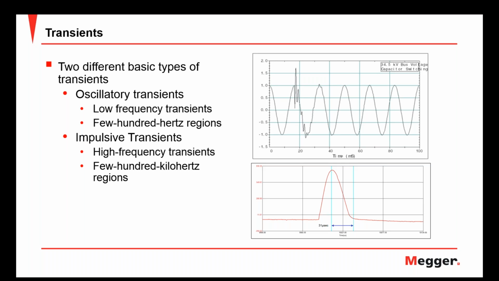And then you also have impulse transients. Okay, these impulse transients are high frequency transients that are a few hundred kilohertz regions. These will typically be in a unidirectional direction, or they don't have that ringing out, I really should say, and they can be very short in duration.